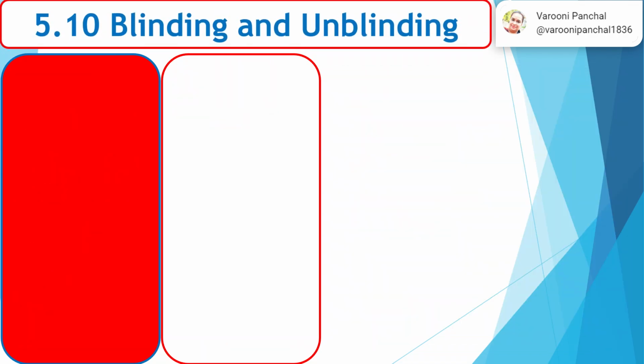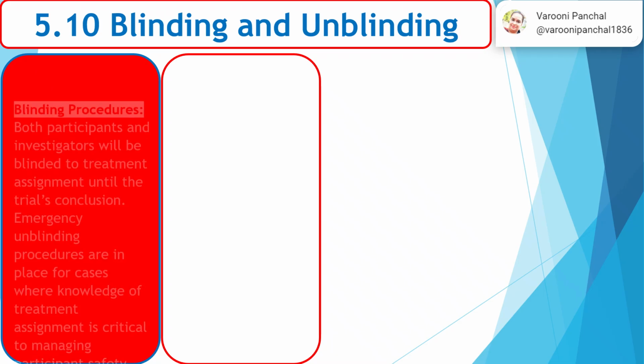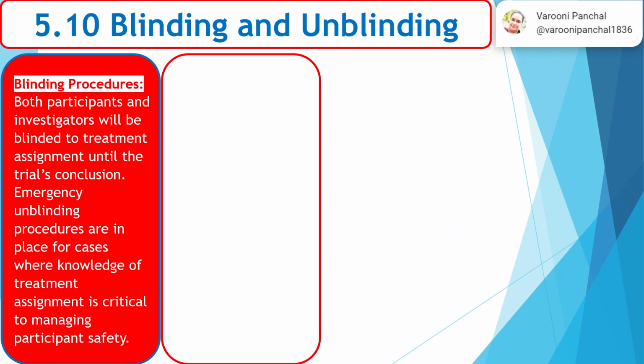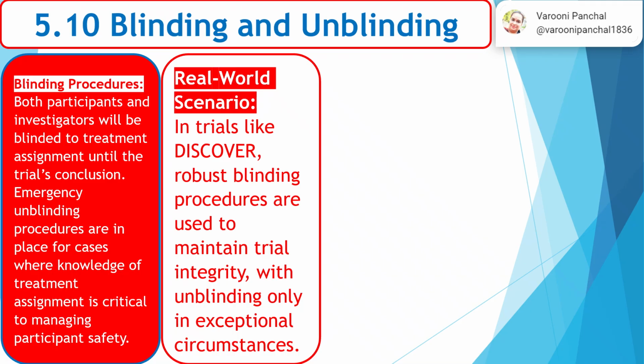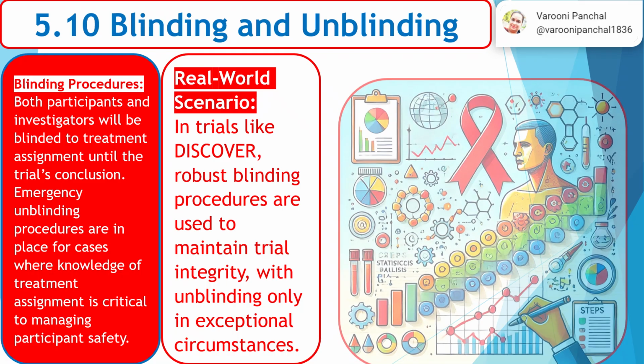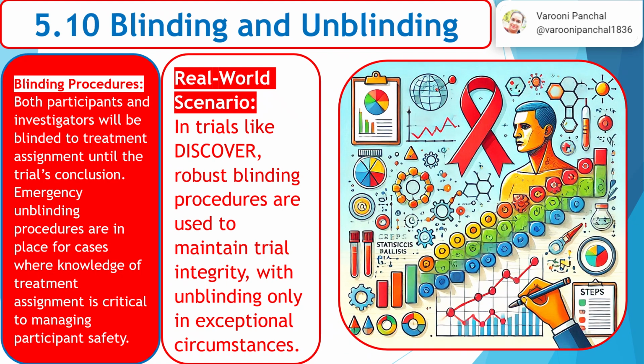Number 5.10, blinding and unblinding. Blinding procedures: both participants and investigators will be blinded to treatment assignment until the trial's conclusion. Emergency unblinding procedures are in place for cases where knowledge of treatment assignment is critical to managing participant safety. Real-world scenario: in trials like DISCOVER, robust blinding procedures are used to maintain trial integrity, with unblinding only in exceptional circumstances.